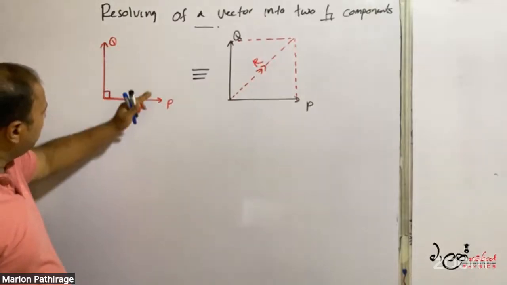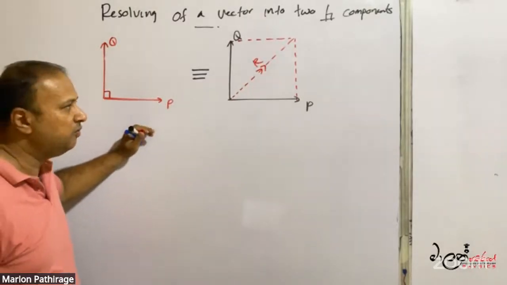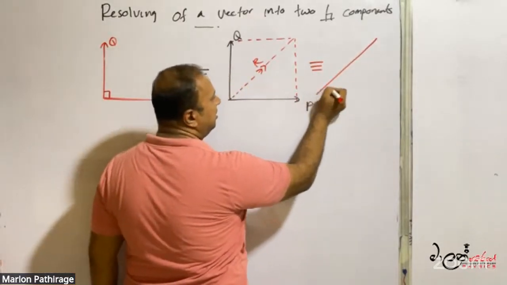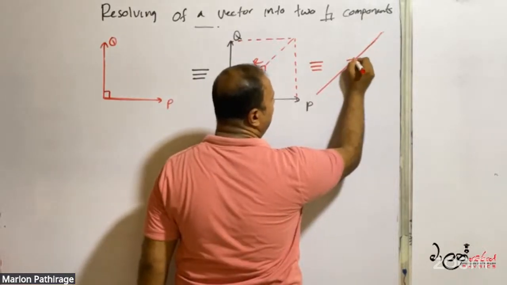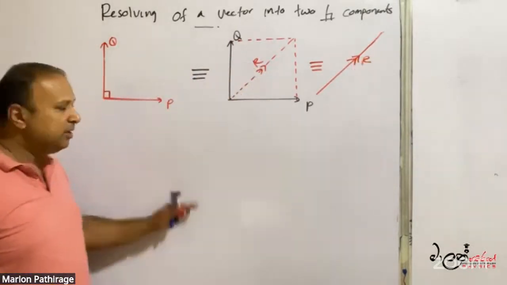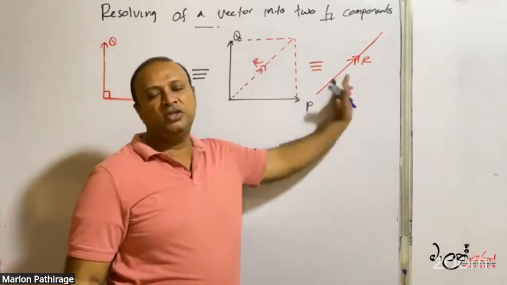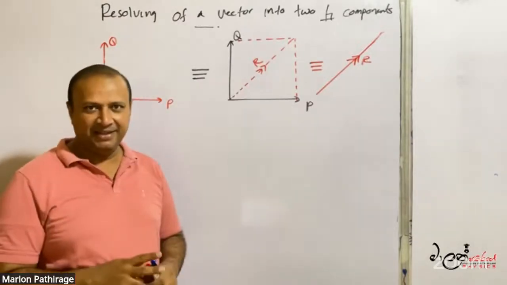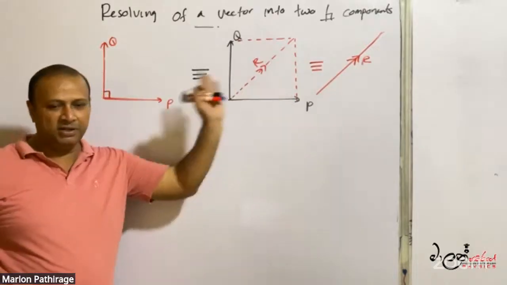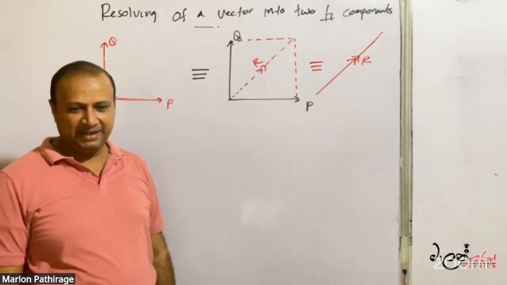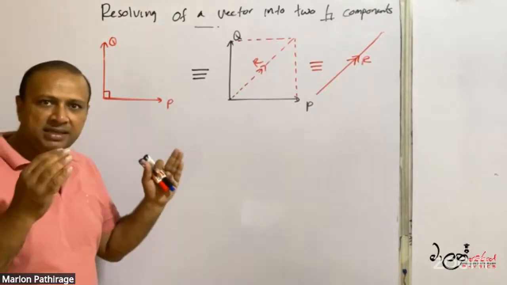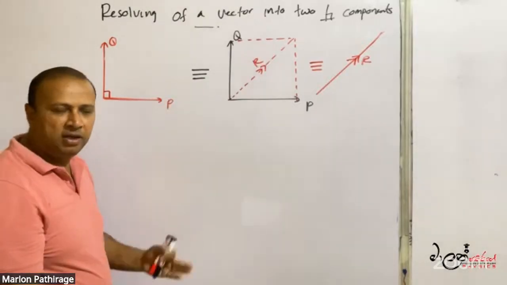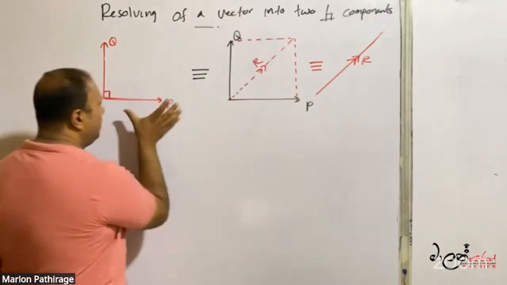Therefore, instead of these two vectors, this vector system is equivalent to this vector. Is that clear? If it is clear, please raise the hand. This vector system is equivalent to this vector. That means this vector and these two vectors are equal.